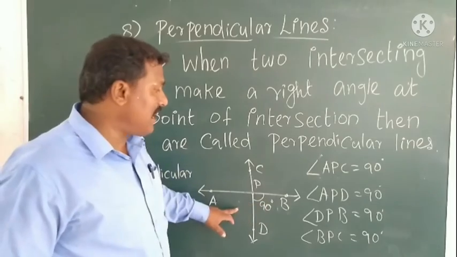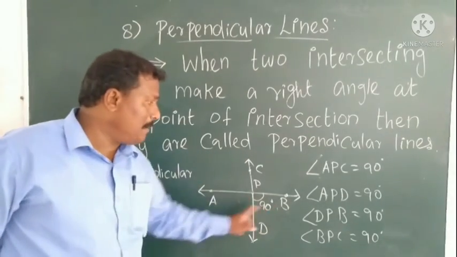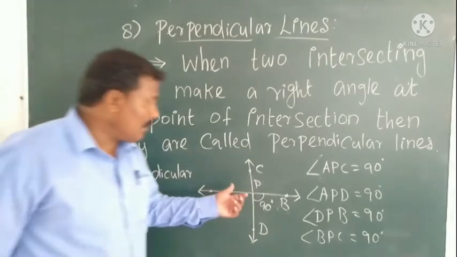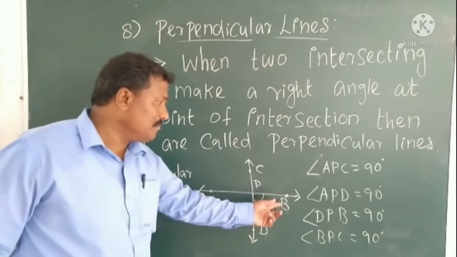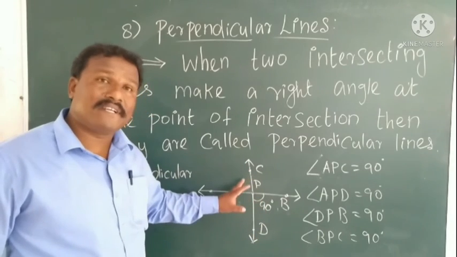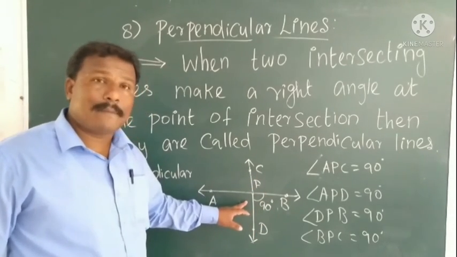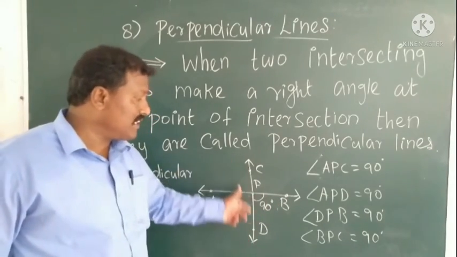So in this kind of lines, the line AB is perpendicular to CD. Why do we say so? Because in all sides there is the same angle. So four sides have the same angle. That's why we say AB is perpendicular to CD.